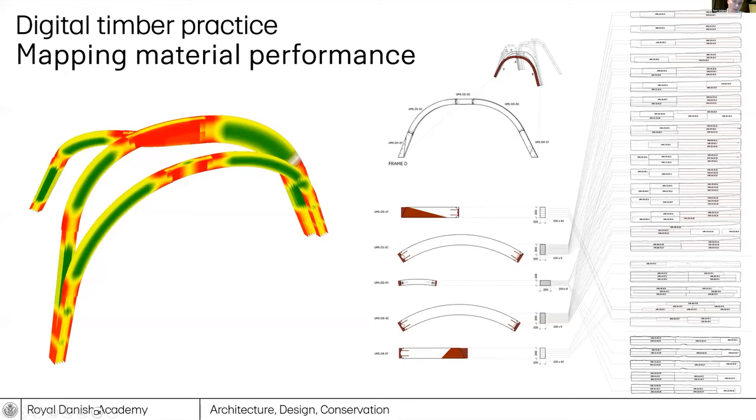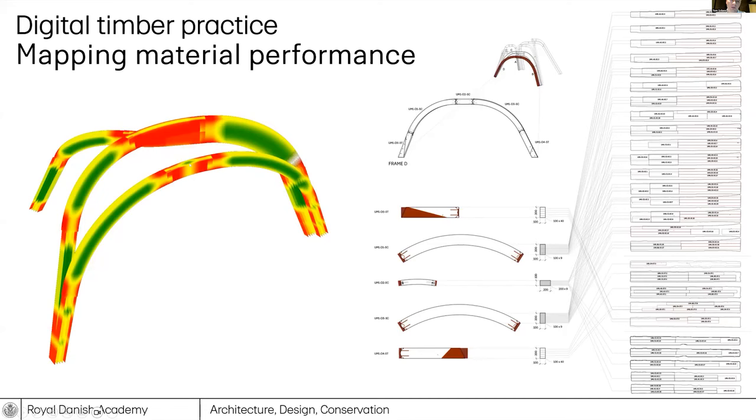So given a design model and a mapping of requirements, and given on the right a list of boards that are cut from a log, how do we start to match what we see on the left with what we see on the right, recognizing that each frame is divided into a number of beams, each beam has a bunch of different lamellas, and each of those lamellas needs to find its place on one board. So there's then a bit of data management gymnastics to allocate these lamellas throughout the log in a way that best responds to the performance requirements of the design model.